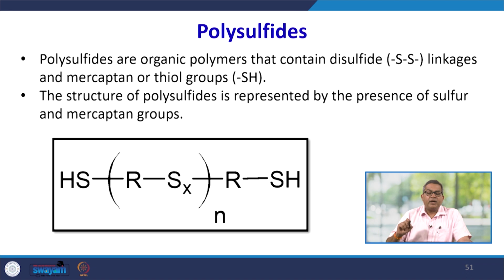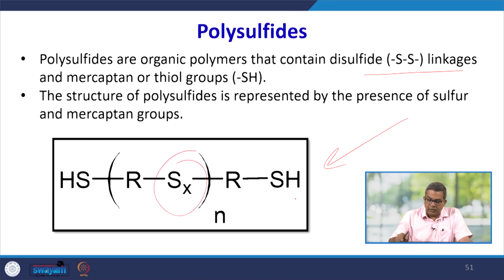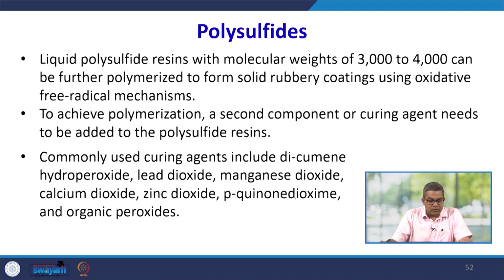Now the polysulfides are organic polymers. This contains the sulfur linkage and mercaptan or thiol groups. The structure of polysulfide is represented by the presence of sulfur and mercaptan groups. Now, liquid polysulfides, with molecular weight ranging from 3000 to 4000, can be further polymerized to form the solid rubbery coating using an oxidative free radical mechanism.